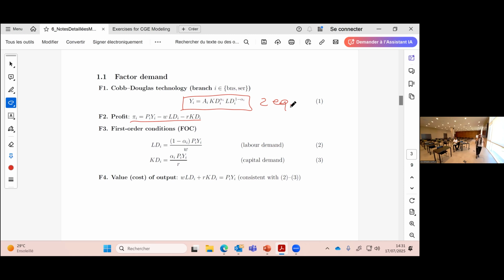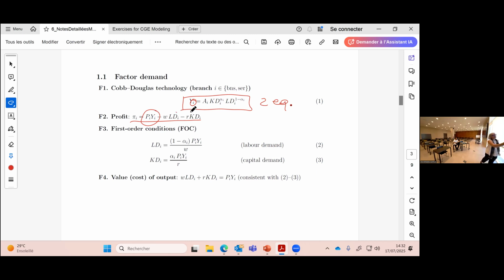I insist on that because now you have to think that in your model, yesterday we mentioned that you have to keep in mind the number of equations and the number of variables. When you have two sectors, we have two functions of production. Then you have Cobb-Douglas technology. We have two profits. The profit is PY, the revenue coming from the sale of the product Y.